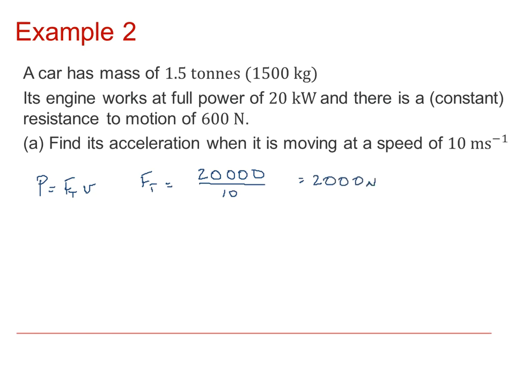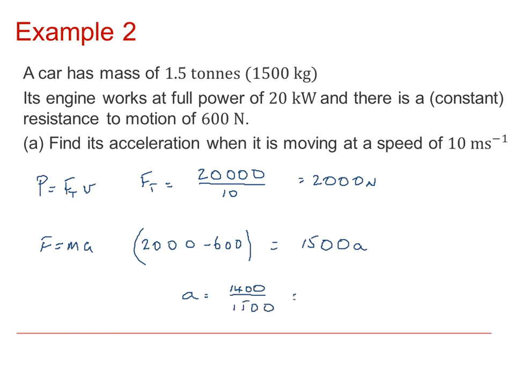We can then use F equals ma, so that we get a total force 2,000 minus 600 is equal to 1,500 times a, and that gives a as being equal to 1,400 divided by 1,500, which to three significant figures is 0.933 meters per second squared, meters second to the minus 2.